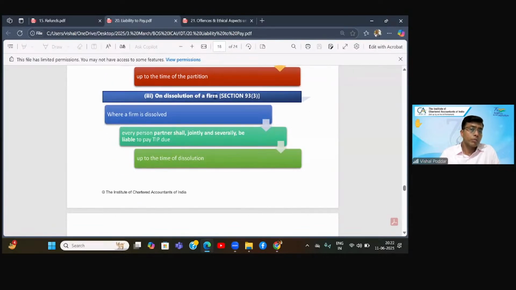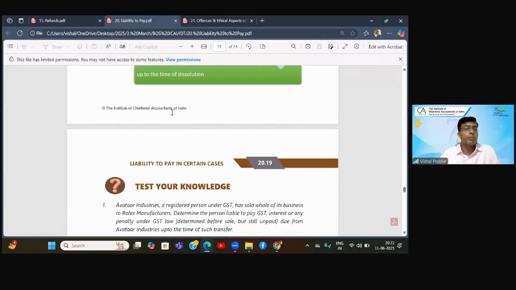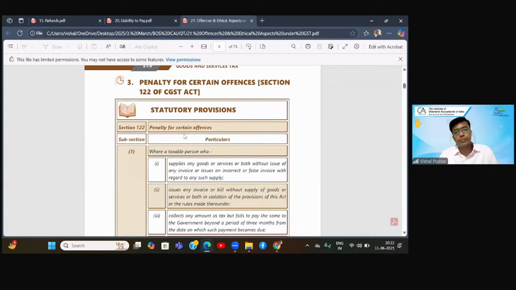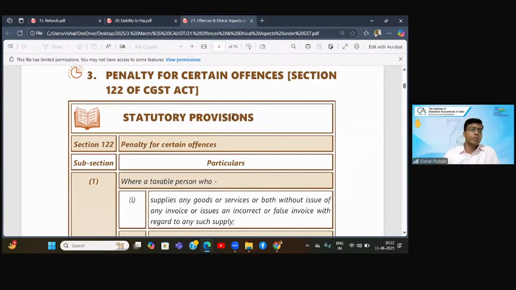Next, in case of dissolution of firm, where a firm is dissolved, every person who is a partner shall be jointly and severally liable to pay the tax, interest, penalty up to the date of dissolution. So these are some specific provisions relating to the liability to pay tax. Now, we come to again a very important section, again from the point of view of exams, that is penalties.